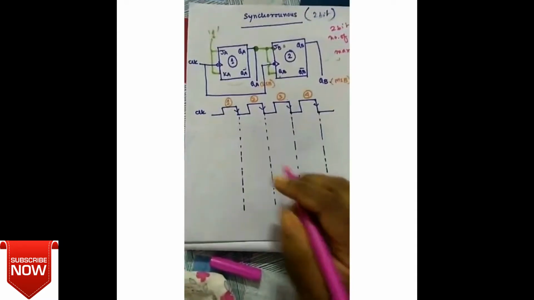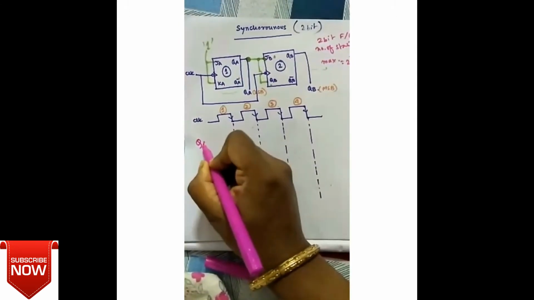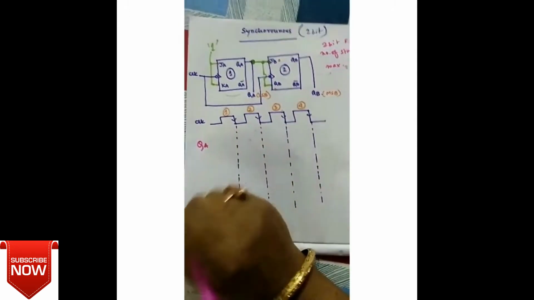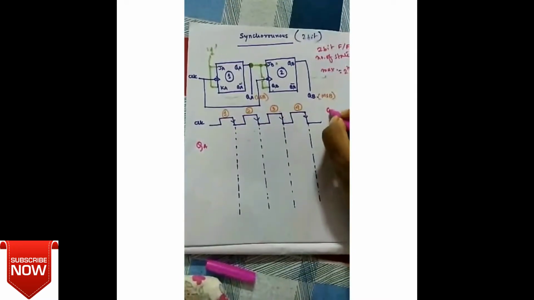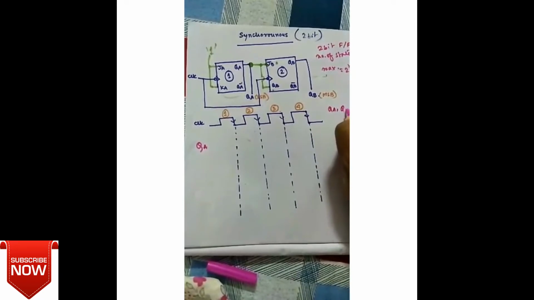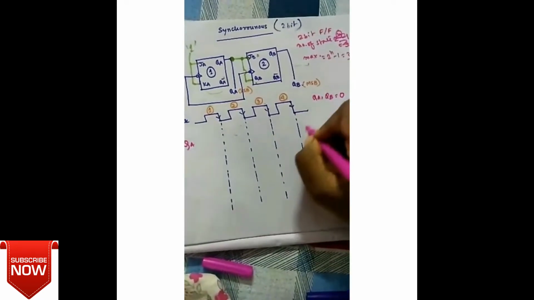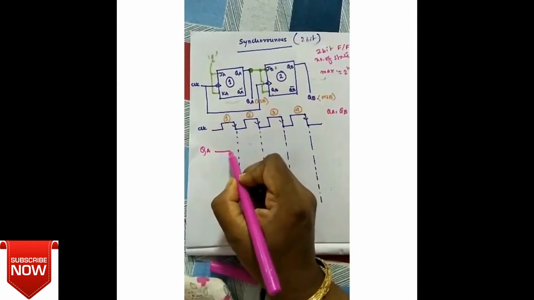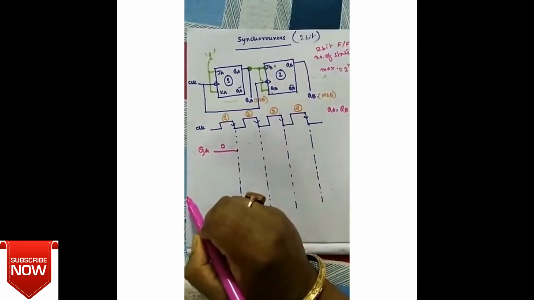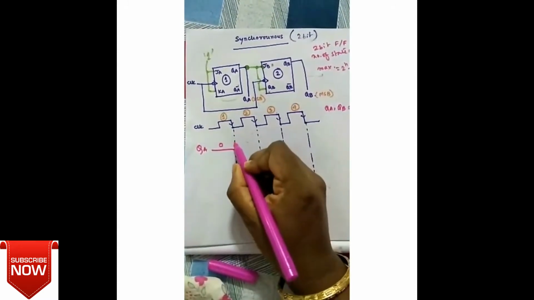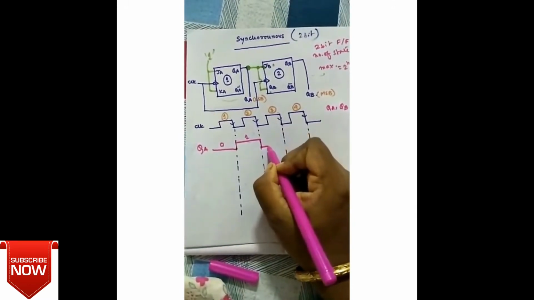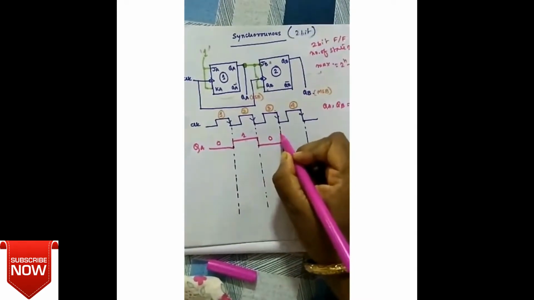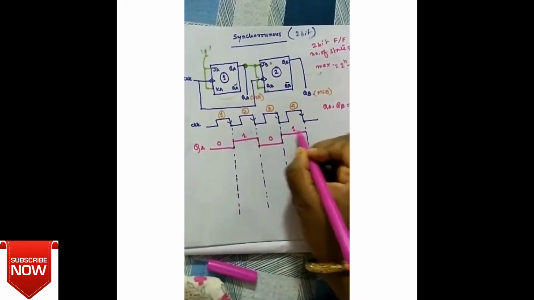Now we consider the first output, QA. Initially, if we consider QA and QB equal to 0, then QA is initially 0. Once it gets the negative clock pulse, it goes high, again negative edge, 0, again negative edge, 1, again negative edge, 0.